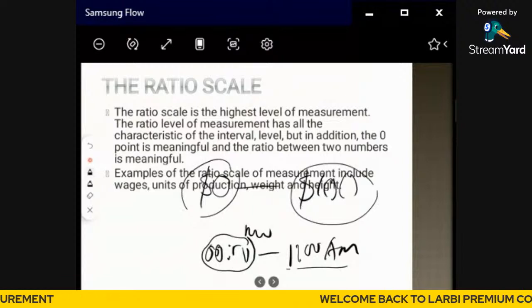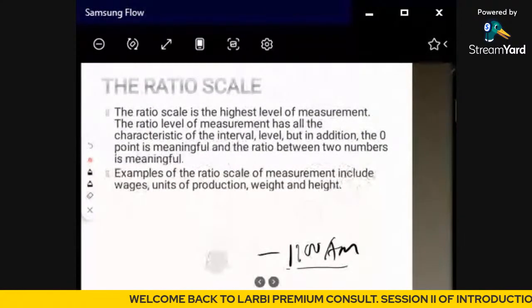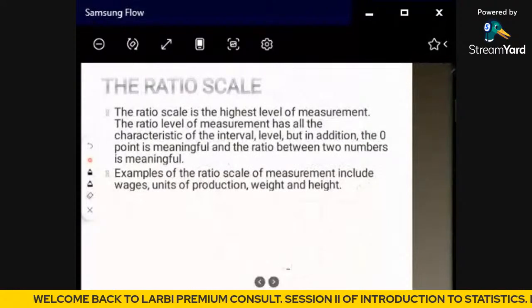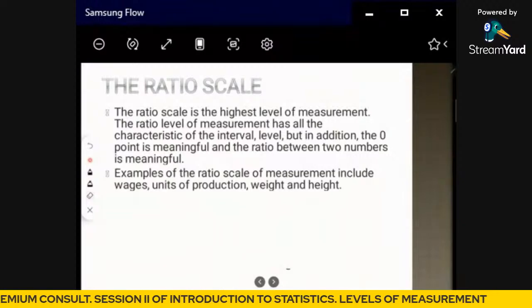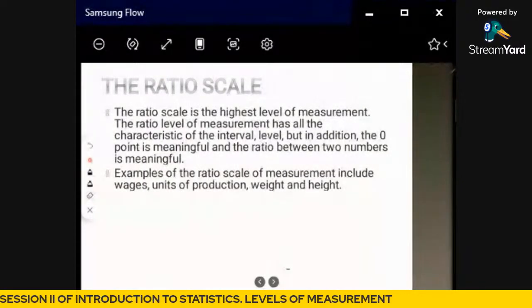That's where, in the form of payment, money. We have production of units. We also have weight, we have height. All these things are ratio scales. Is that okay? So when we talk about, let's say, the weight, take into account the weighing scale.